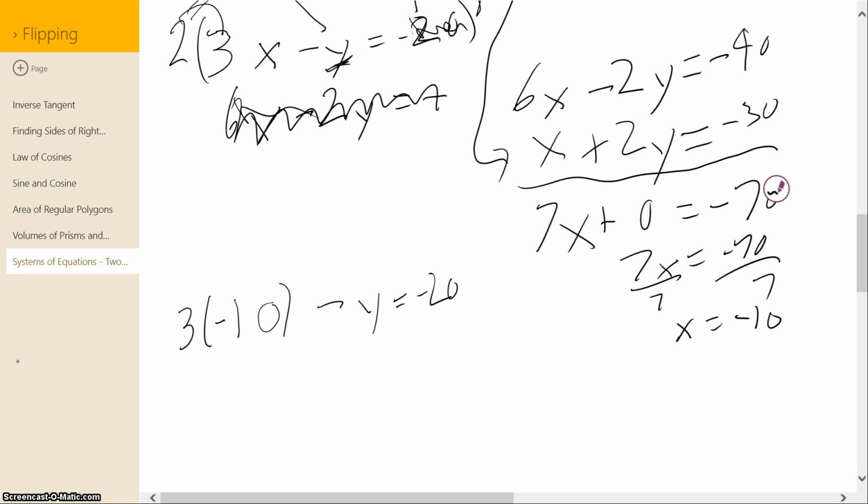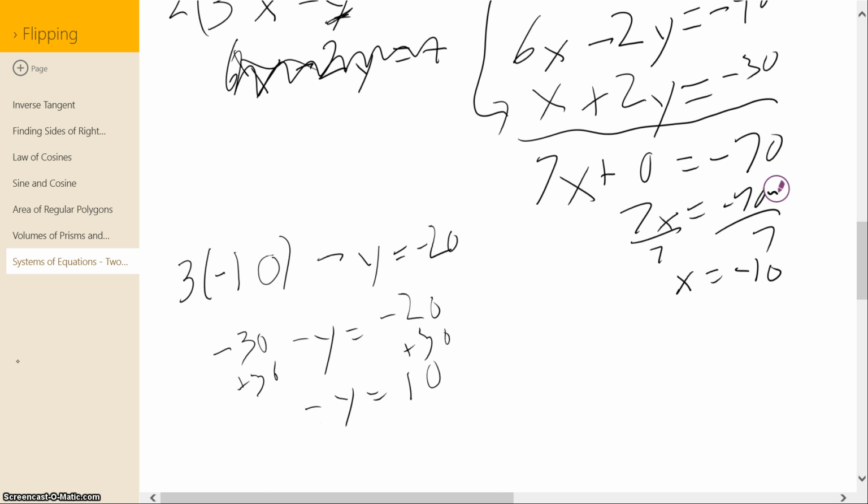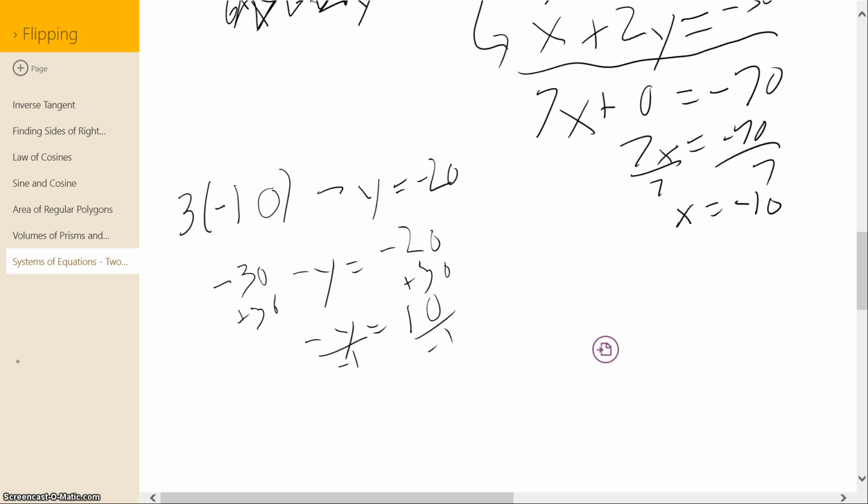And this becomes negative 30 minus y equals negative 20. Add 30 to both sides to solve. We have negative y equals negative 20 plus 30, which gives us positive 10. Divide both sides by negative 1, or multiply them by negative 1, and it'll give you the same thing. We just want y to be positive. So y equals negative 10.